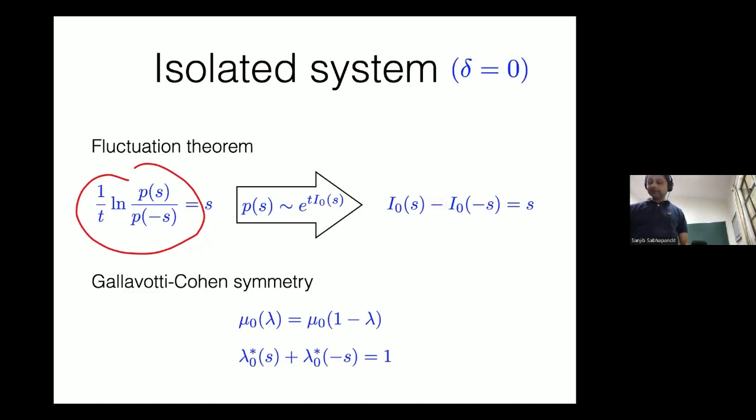This also says that this mu lambda, where the subscript 0 corresponds to delta equals 0, should also satisfy a symmetry. And similarly, this lambda star, which is the saddle point, should also satisfy some kind of symmetry. So these are equivalent statements, basically.